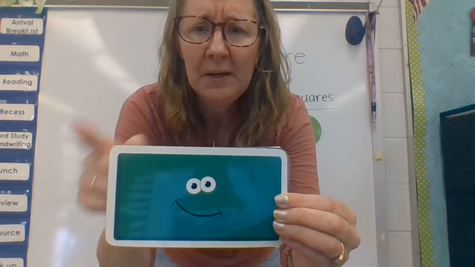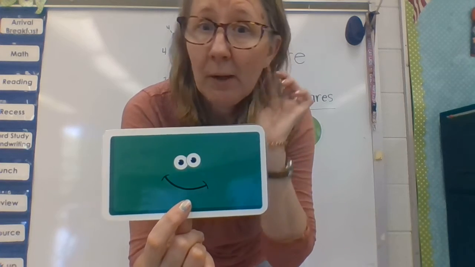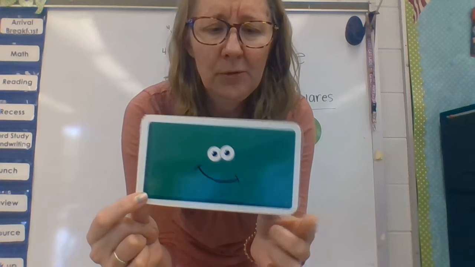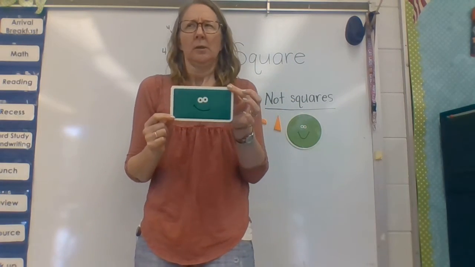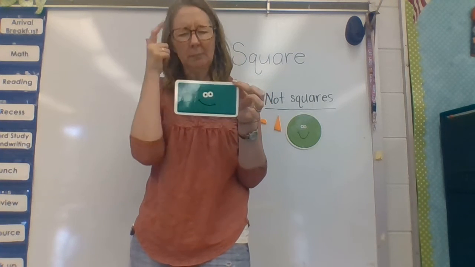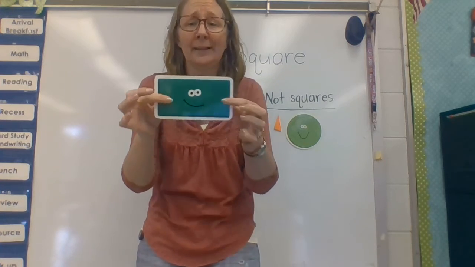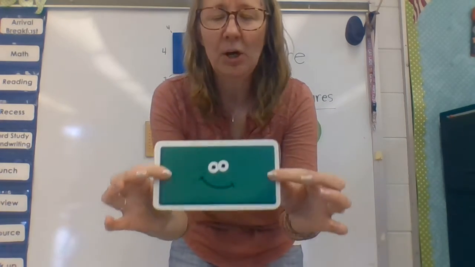Let's think about this one. How many sides? 1, 2, 3, 4. Okay, so maybe it's a square. How many corners? 1, 2, 3, 4. Okay, so it has 4 sides and 4 corners, but there's something about the sides that's really important for it to be a square. What is it? Oh, yeah, thanks for reminding me. The sides have to all be the same length.